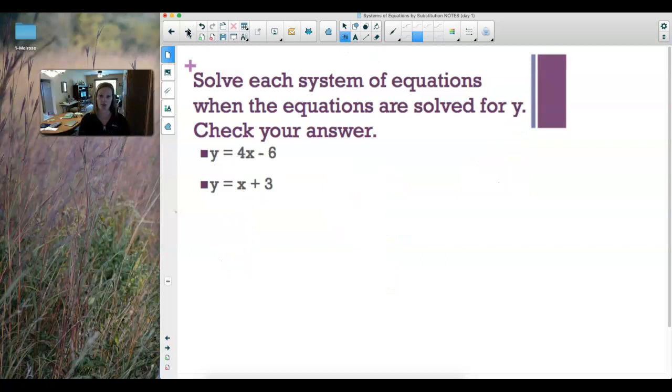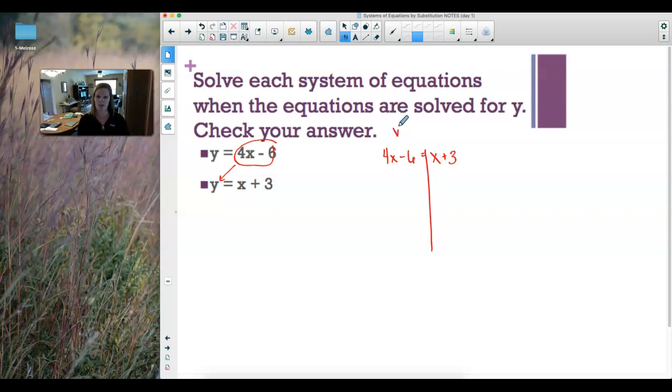Okay, let's try another one. This time we have y equals 4x minus 6 and y equals x plus 3. We're going to take this and substitute it in for y. So we have 4x minus 6 equals x plus 3, and then we're going to solve that.